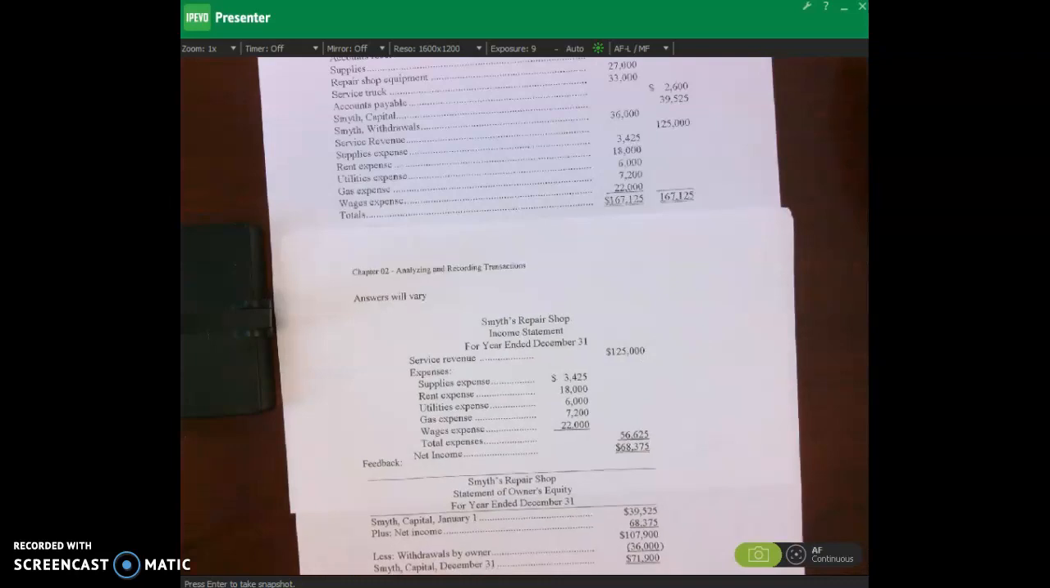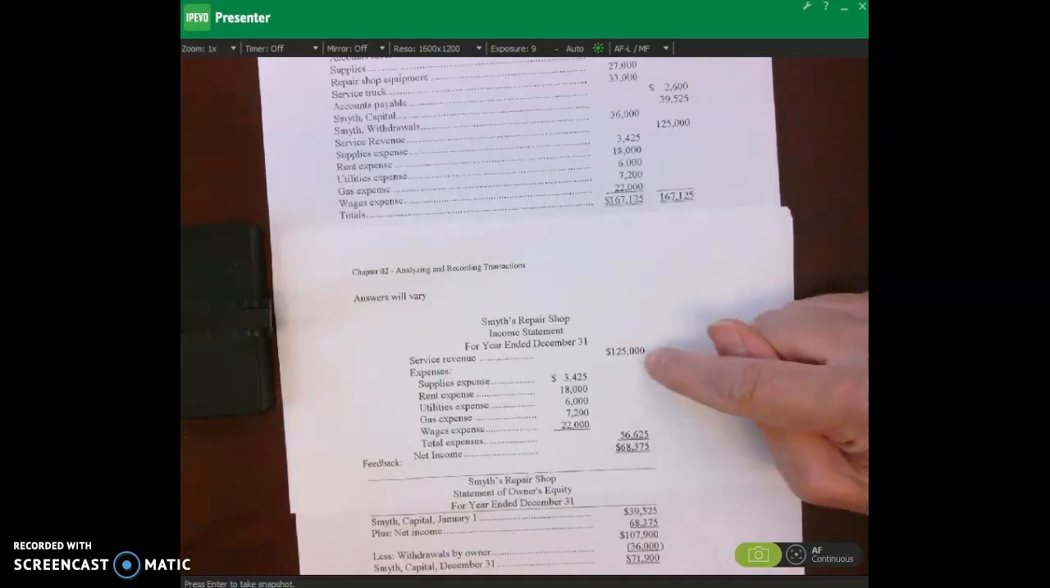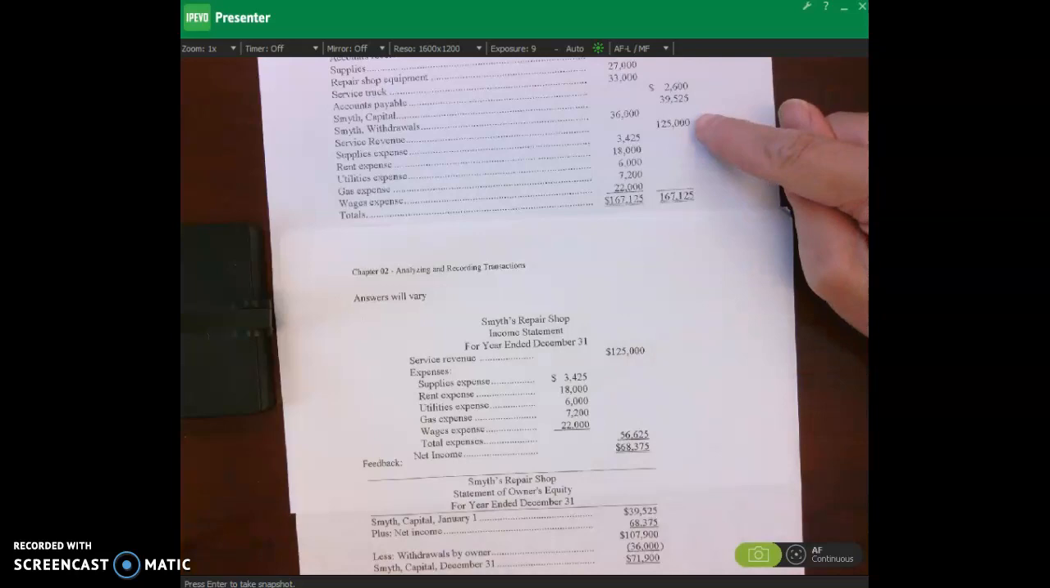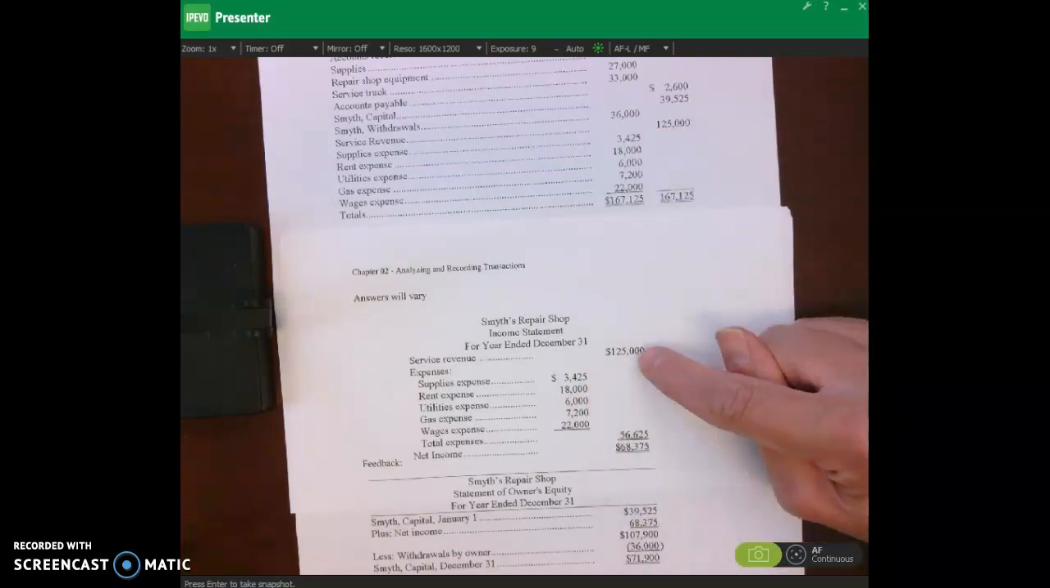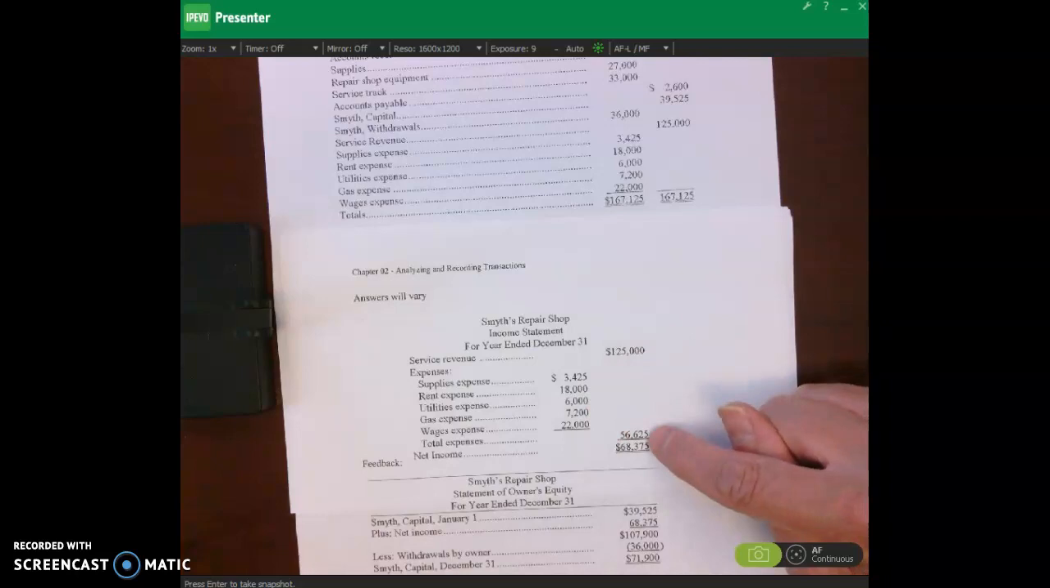Okay, so let's see how you did. Your income statement has your services revenue right there. Remember, the income statement shows revenues and expenses. You have your services revenue, and then you pull all of your expenses from the trial balance and list them down. You subtract total expenses from revenues, which gives us net income. That's the first one you should have done, just like I said. Why do you do the income statement first? Because you need to know net income or net loss to do the statement of owner's equity.